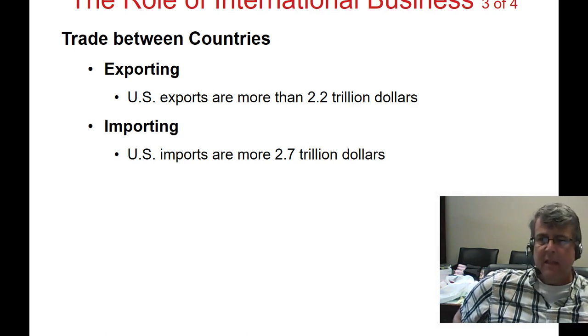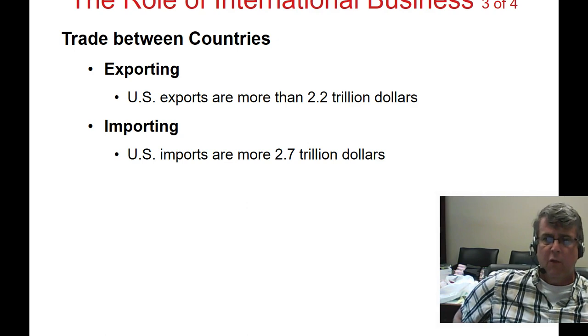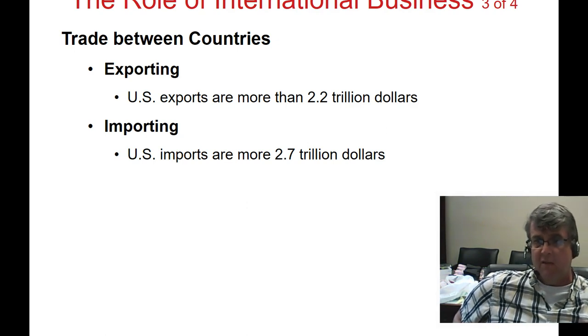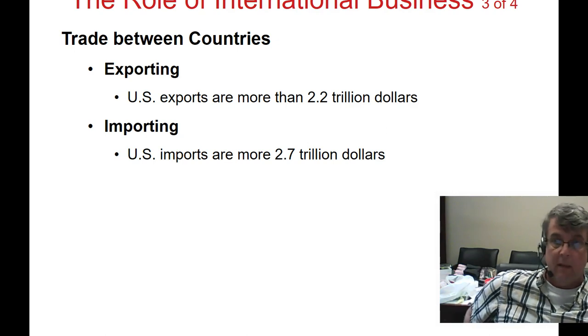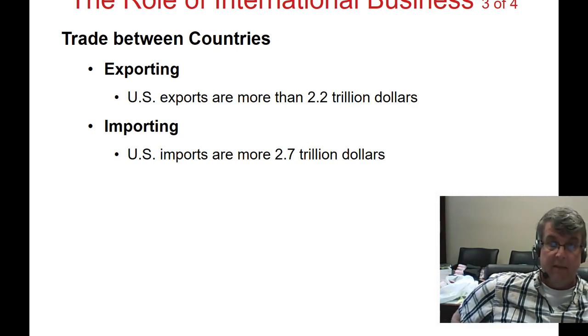In reality, this doesn't have to be a bad thing. Think about it. What if you only had to give up $2.27 worth of stuff and somebody gave you back $2.70 worth of stuff? I'd take that deal any day. So we get more, theoretically, from the rest of the world than we give back. Who's going to complain about that?